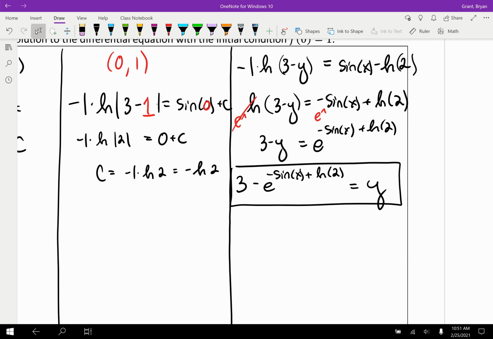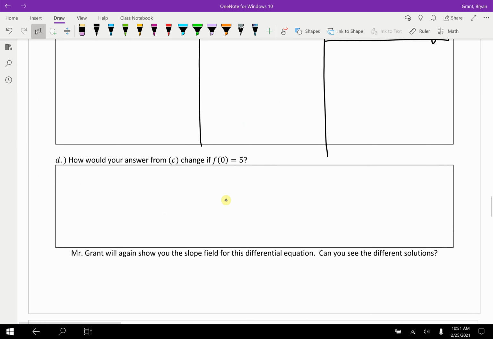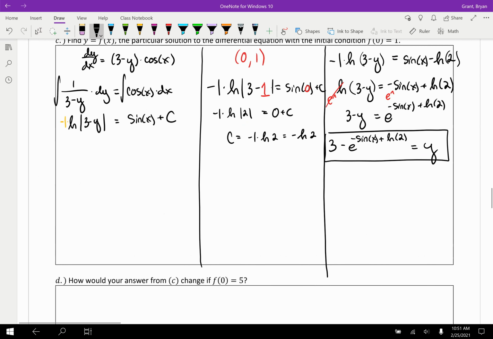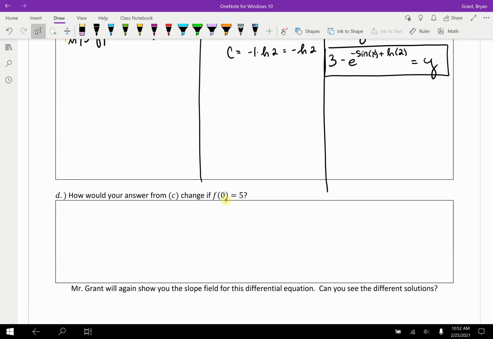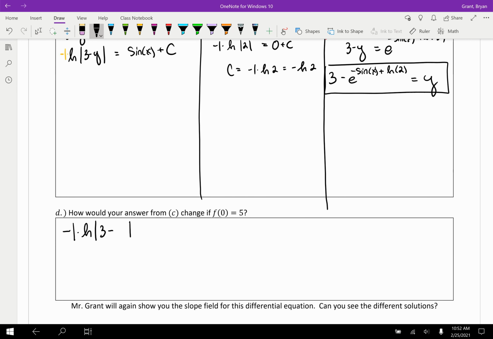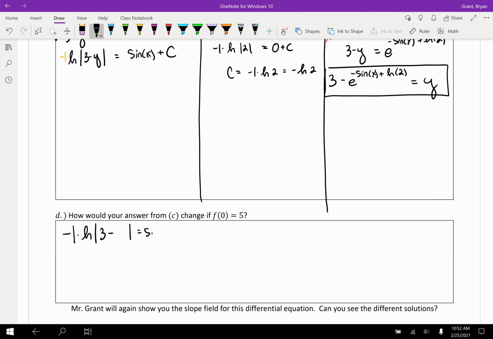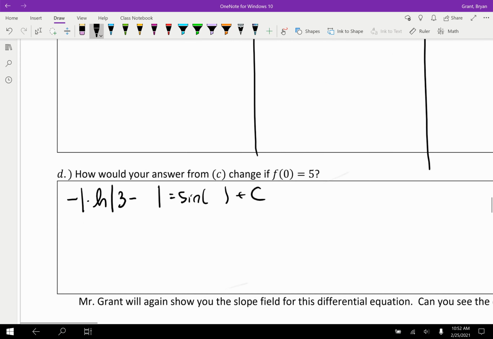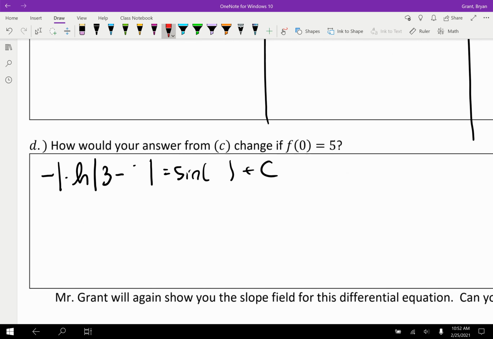But if they gave us something else, a different initial condition, our antiderivative is still the same. The antiderivative is still negative 1 natural log absolute value of 3 minus whatever y is, equals sine of whatever x is plus c. But let's try this new initial condition here. My new initial condition, the y is 5 and the x is 0.